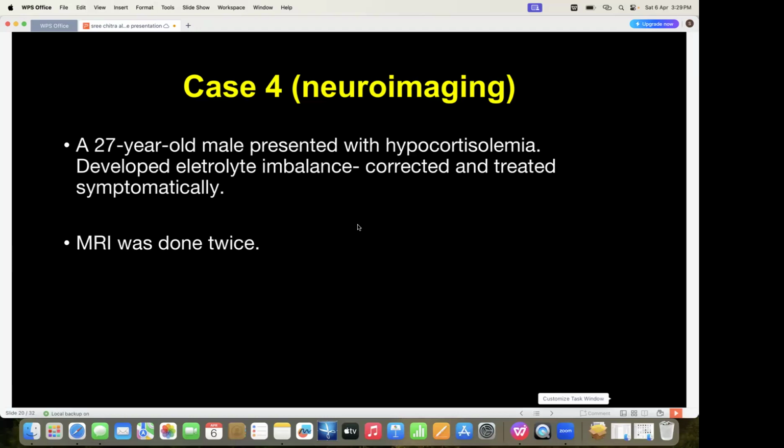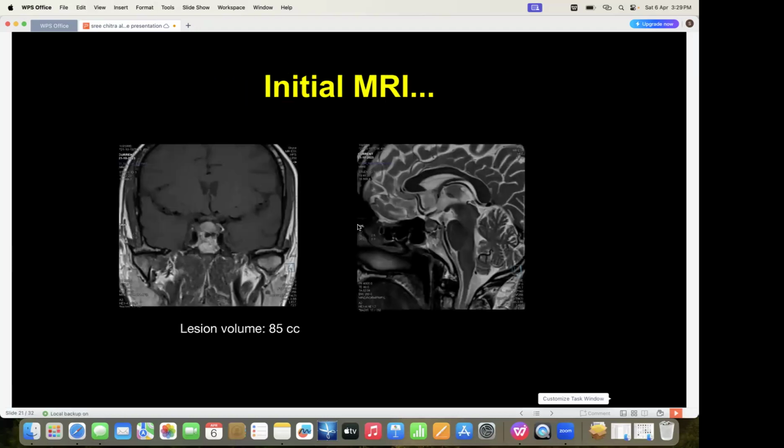MRI was done twice. So this is the first MRI, where you can see the T1 image and the T2 image. This is the non-contrast T1. Can you see what the abnormality is? Again, same case, something related to the sella and pituitary. Can any resident tell the finding?